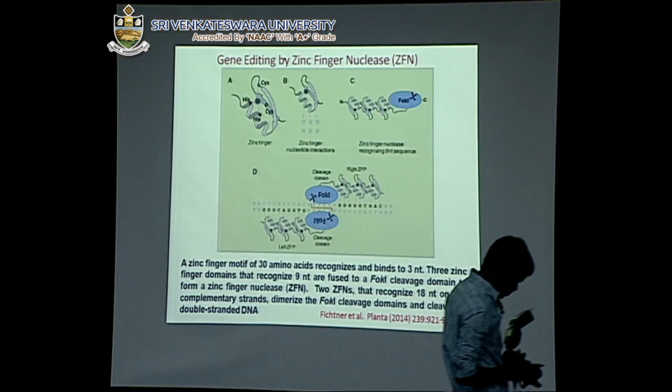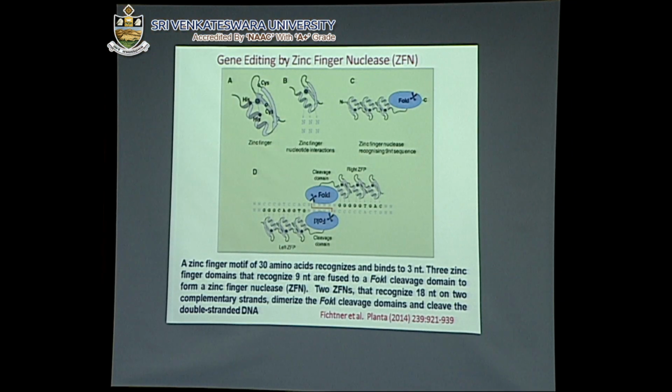One zinc finger of 40 amino acids will be able to recognize 3 nucleotides, and you can make an array of say 3 zinc ffingers, which will be able to recognize a 9 nucleotide sequence, and to this you attach a cleavage domain of a nuclease called FokI. This unit, which will be able to recognize a DNA sequence, will not be able to cleave it.